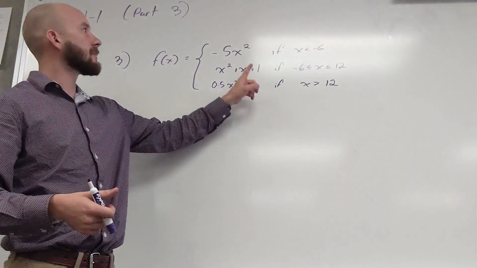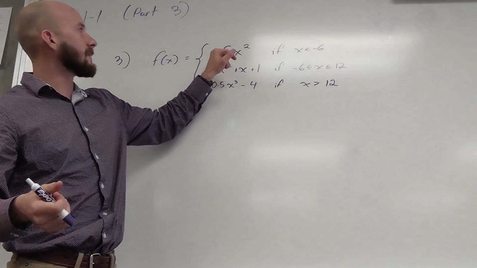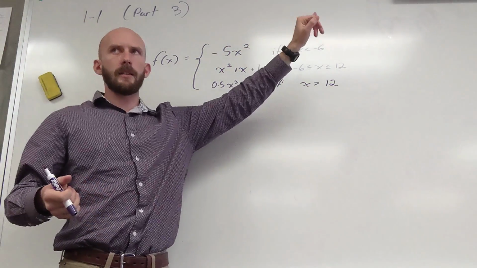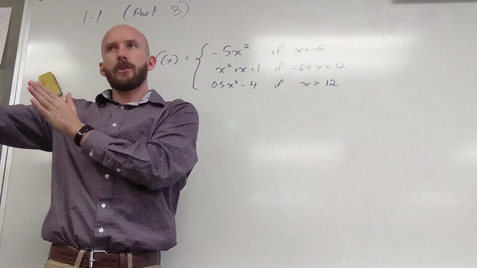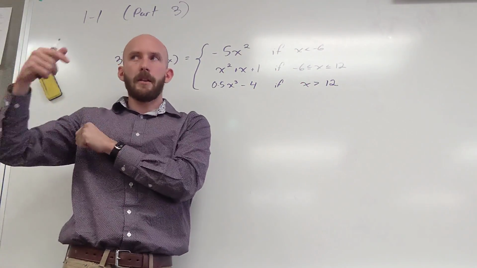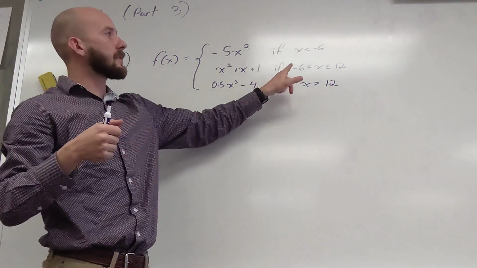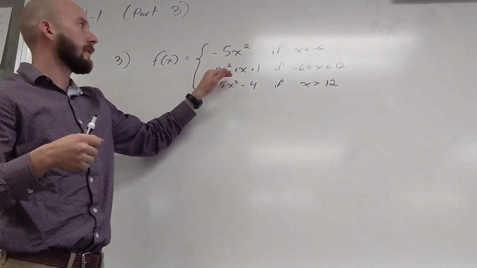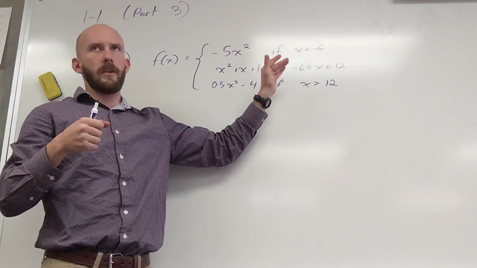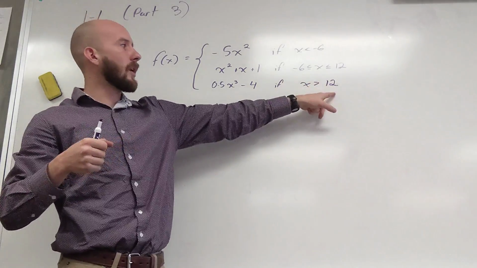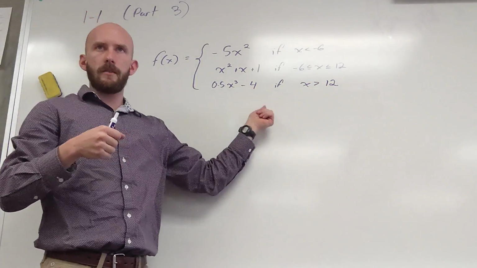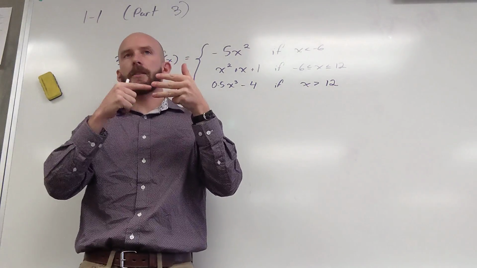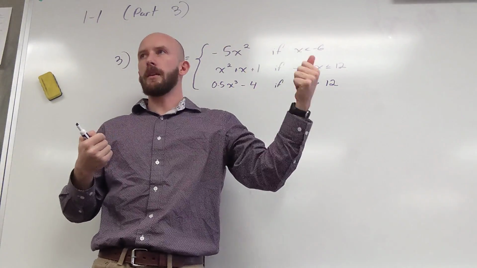So if you read this, f of x is negative 5x squared if x is less than negative 6. So if it's that chunk of the number line, it's that function. If x is between negative 6 and 12, though, then it's this function. Okay? And then if x is greater than 12, well, then it's this function. So it's basically one of those 3 different functions depending on what the input is.